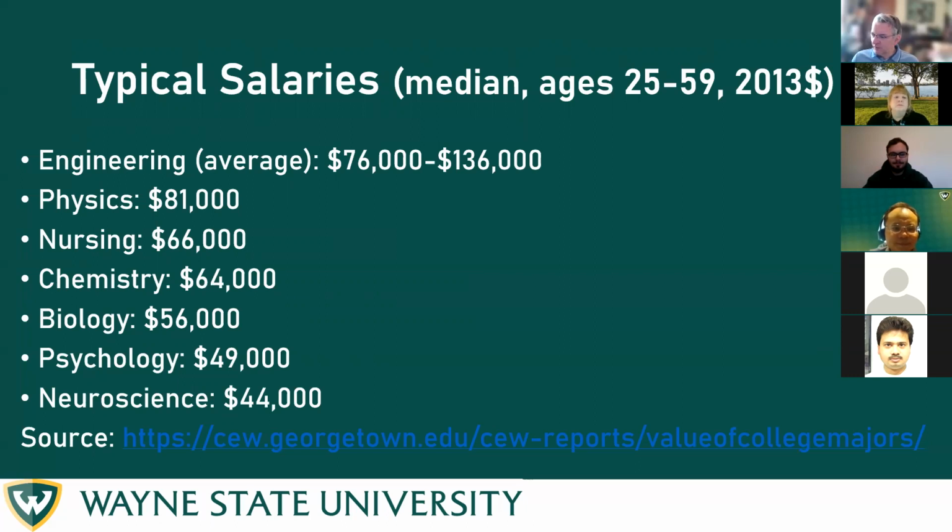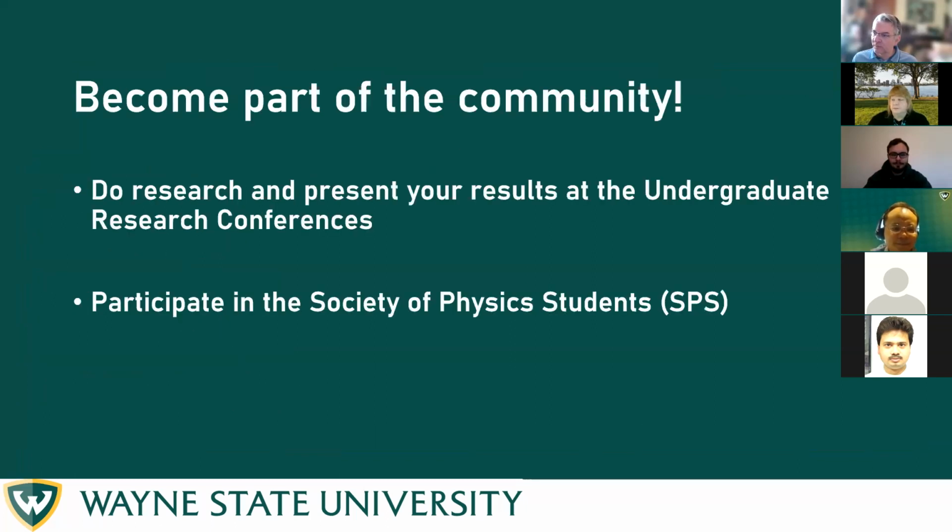So this is from a study from Georgetown University. Engineering on average, there are many different types of engineering, can range from median salaries of 76 to 136,000. If you want to make 136,000 as a median salary, you have to become a petroleum engineer and work for the oil industry. Okay, so just if you want to know how you get to the highest number there. So physics is right in there with the engineers at 81,000. And then other science degrees are actually lower than that. And I'm not going to read all of them. So it can be a really good career choice to do this kind of degree.